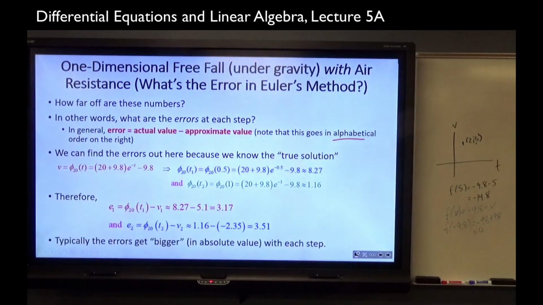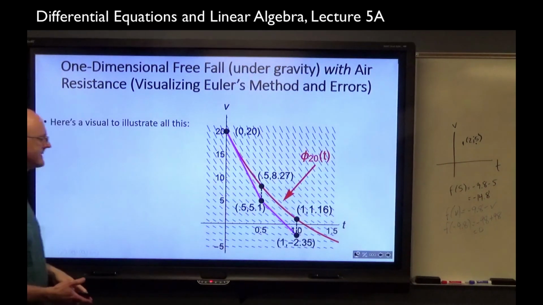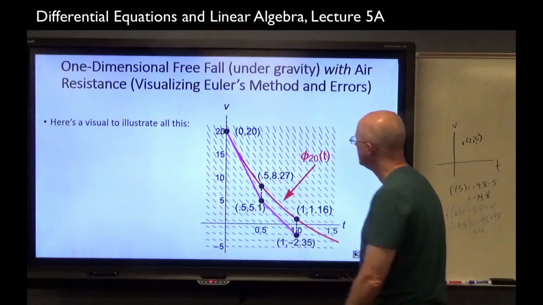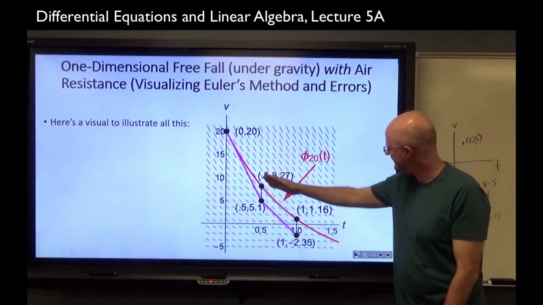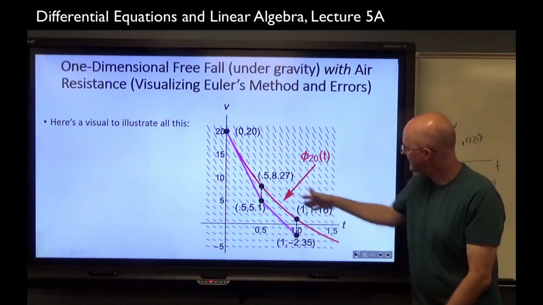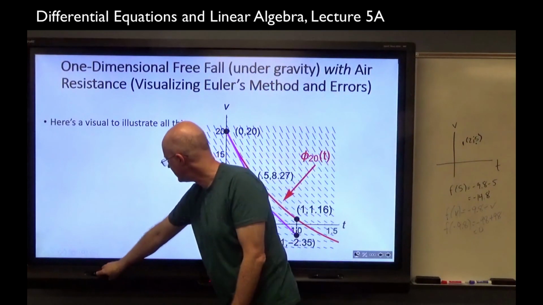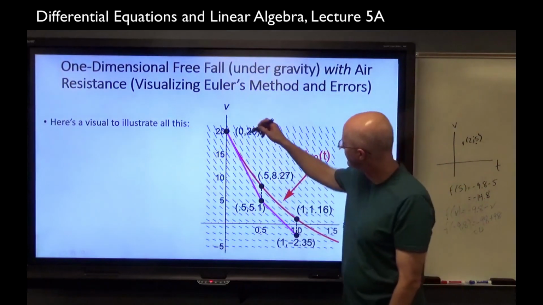And finally, we can make a graph. Typically, the errors get bigger with each step. That doesn't always happen, but typically. Make a graph to illustrate this, and this will be our last slide for this lecture. The red graph is the solution for the initial value problem. That's the exact graph, so to speak, exactly following the slope field. The pink graph is a graph I could make from the data that I get from Euler's method.